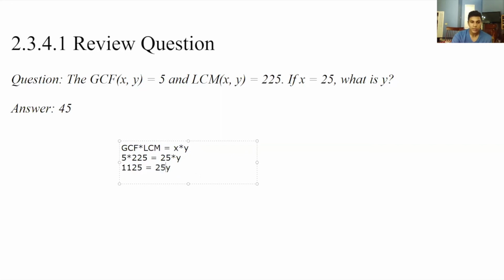So in order to get rid of this multiply by 25, we have to divide both sides of this equation by 25. 1,125 divided by the value of x, which is 25, will give us 45. And then if we divide the other side, 25y by 25, that gives us just y. So 45 equals y. So we take the product of both our GCF and LCM and divide it by one of the numbers that we know, which is 25, to figure out whatever's remaining, which is 45, will be equal to our value of y.